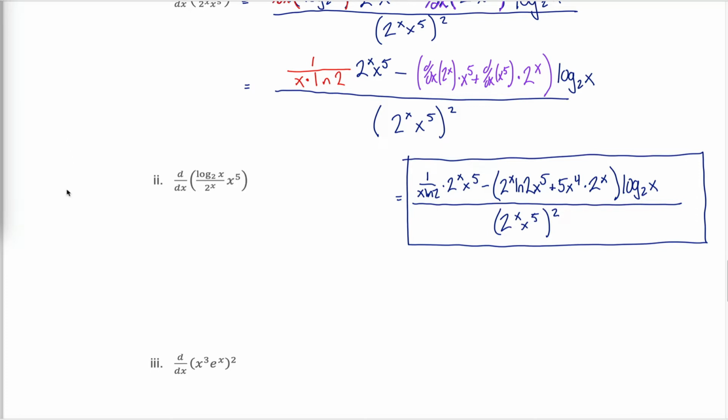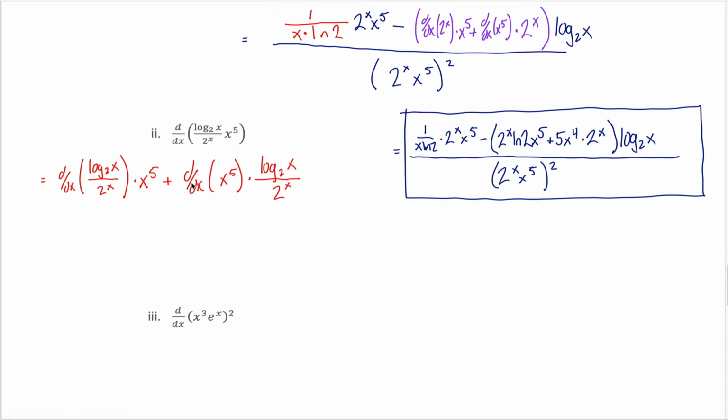Not sure if you understand it yet? Let me demonstrate. I'm taking the derivative of something times something else. So I'm going to use the product rule. The derivative is equal to the derivative of the first thing, the log base 2 of x divided by 2 to the x power, times the second thing, x to the 5th power, plus the derivative of the second thing, the derivative of the x to the 5th power, times the first thing, the log base 2 of x divided by 2 raised up to the x power.